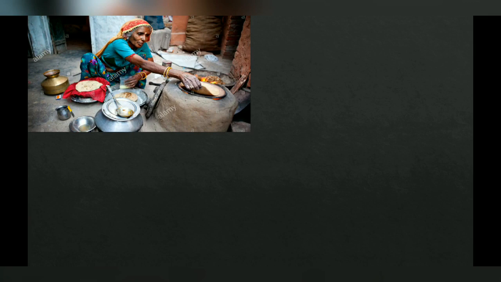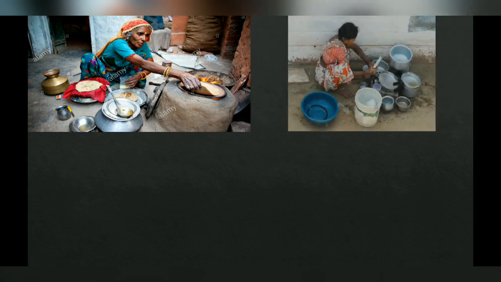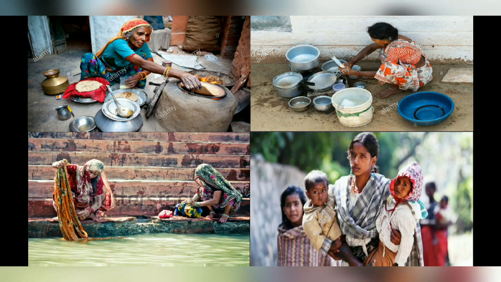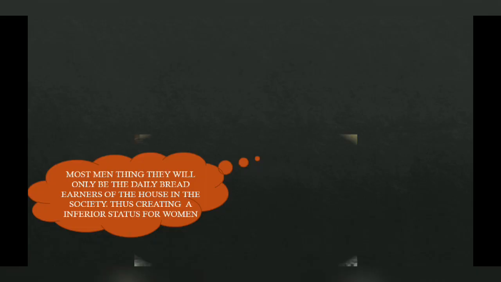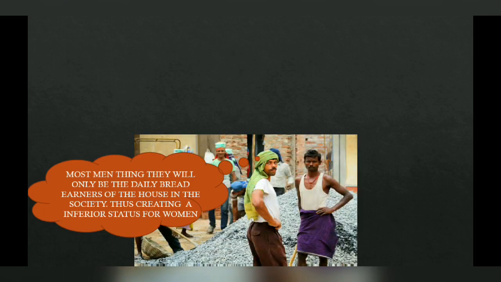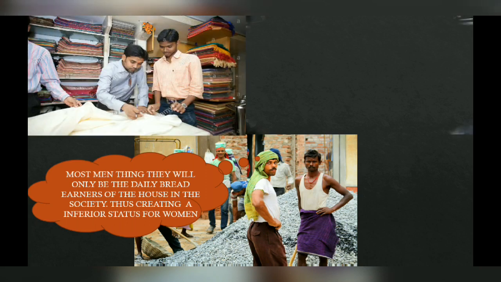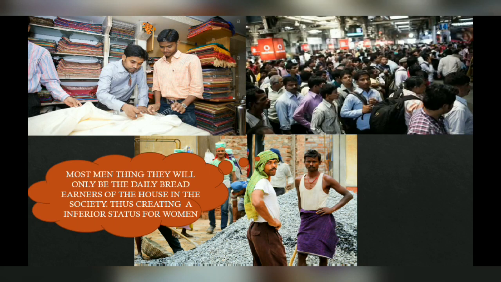Point number one, women do most of the cooking, cleaning utensils, as well as washing clothes and looking after the kids. That is the basic notion of an Indian society, where women should be confined to their own house doing the household chores. Whereas on the other hand, most men think that they are the daily bread earners of the family and they leave the house for finding jobs. In rural areas, mostly it is confined to agriculture. In cities and towns, they go and work in factories, industries, offices. So that is the basic idea of an Indian society.